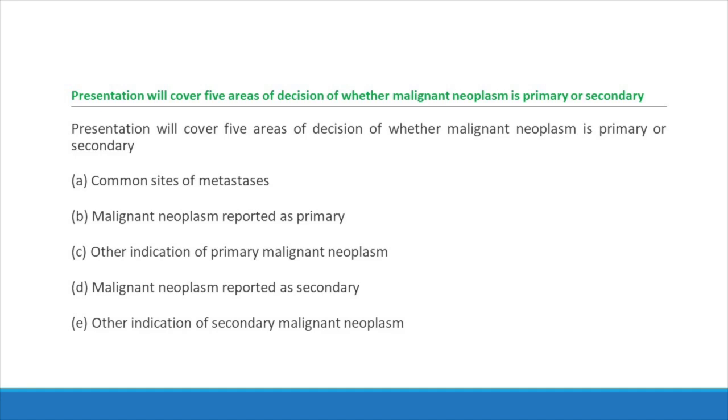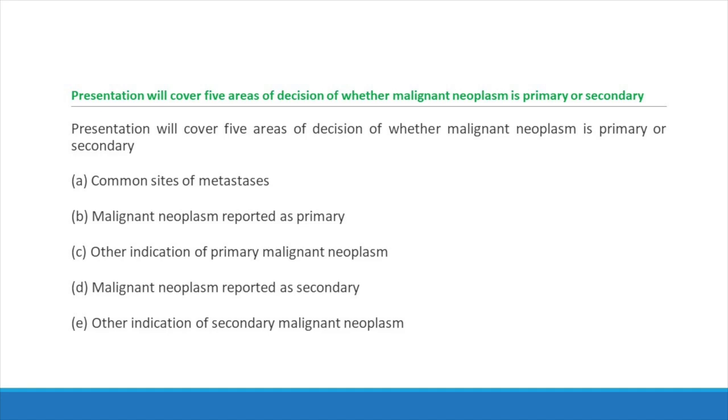We will start by examining common sites of metastasis, which is crucial for distinguishing between primary and secondary neoplasms. Next, we will explore scenarios where a malignant neoplasm is reported as primary and the criteria for such classification. We will also highlight other indications of primary malignant neoplasms, even when not explicitly stated.